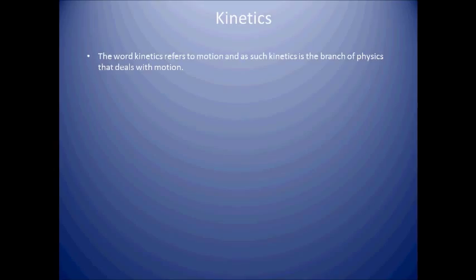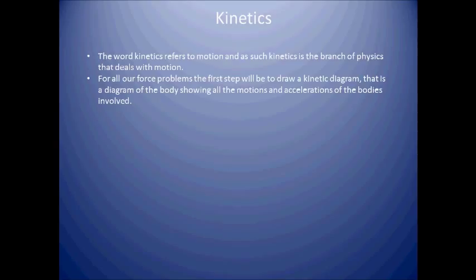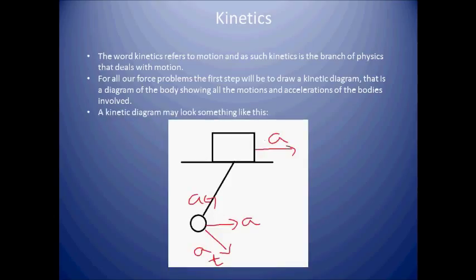So our first step in our procedure to solve a force-related problem is to draw a kinetic diagram. This means that we have to draw all the accelerations of all the bodies given to us in a certain problem or question. A kinetic diagram may look something like this, where A is the common acceleration for the block and the bob, AC is the centripetal acceleration of the bob due to circular motion, and AT is the tangential acceleration of the bob, again in circular motion.